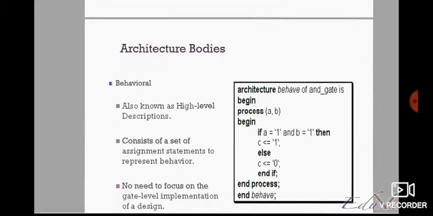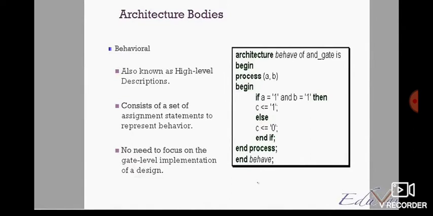The behavioral style is a little more higher level. Reason being, let's look at the same example of an AND gate. For the time being, just ignore these keywords of process and end process and begin. Let's just try and understand this part. I will explain these terms of process in a future lecture. So if A is equal to 1 and B is equal to 1, then my C should be 1, else my C should be 0.